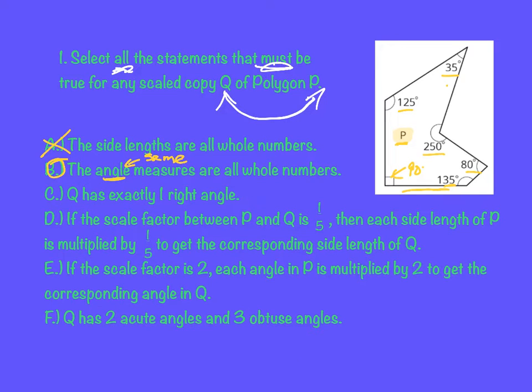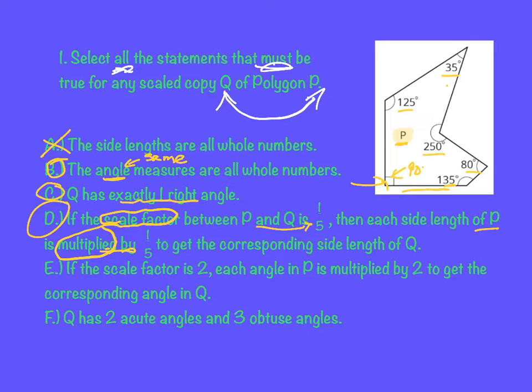Q, which we're going to make from P, has exactly one right angle. We just went through. This one only has one right angle. C is also true. If the scale factor between P and Q is 1/5, okay, so that means we'd be multiplying by that 1/5. Then each side length of P is multiplied by 1/5 to get the corresponding side length of Q. We know that our scale factor always means that we multiply. So therefore, D is also true.